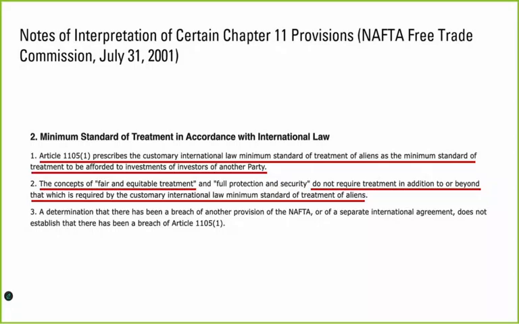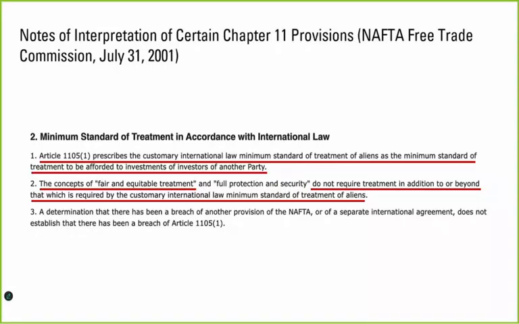So here we have the title that says minimum standard of treatment of Article 1105. We have the reference to "in accordance with international law," and we have an official interpretation by the NAFTA Free Trade Commission that tells you FET is nothing more than the minimum standard of treatment. And we will see there are a lot of tribunals established under NAFTA that have followed exactly this approach and that have considered that when you have to interpret fair and equitable treatment, you treat it just like the minimum standard of treatment under customary international law.